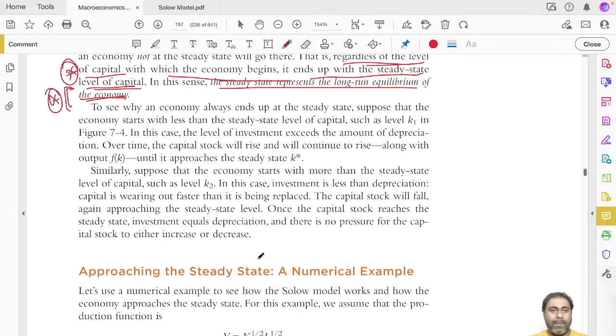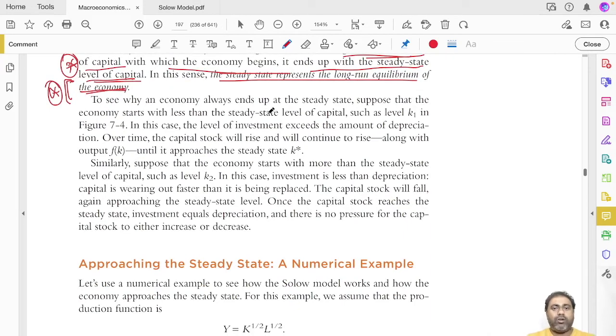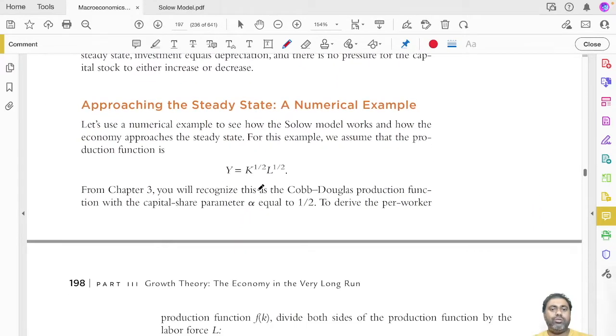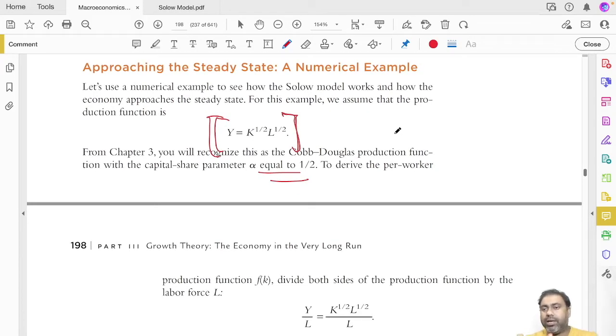Okay. To see why the economy always ends up there, suppose the economy starts with less than the steady state capital, such as K1 in the figure. In this case, investment exceeds the amount of depreciation, and over time the capital will keep on rising, approaching the steady state. So this is again a numerical problem. You can go through it, and what happens is, like we have seen.